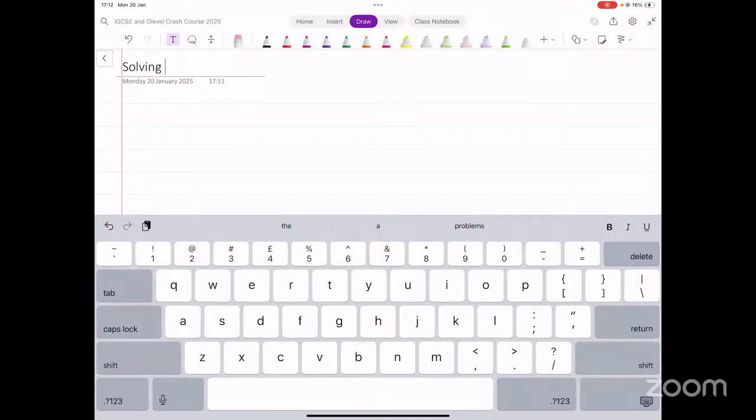We'll end our class in about 15 minutes from now. So we'll spend about 10 minutes on understanding how to solve simultaneous equations. Solving simultaneous equations.